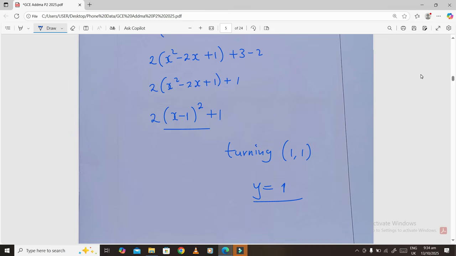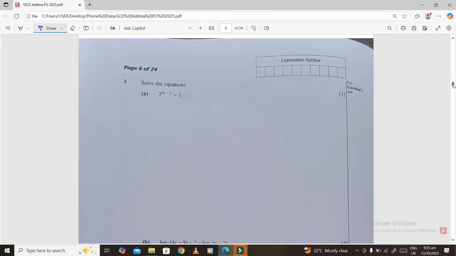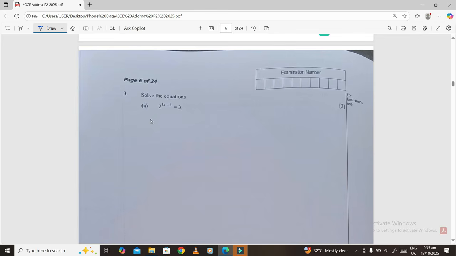We now go to the next question. So for the next question here, they want us to solve. So solving this one, you can just say log of 2 power 4x minus 3 is equal to log of 3. So the log will bring a 4x minus 3 in front. So 4x minus 3 log of 2 is equal to log of 3.